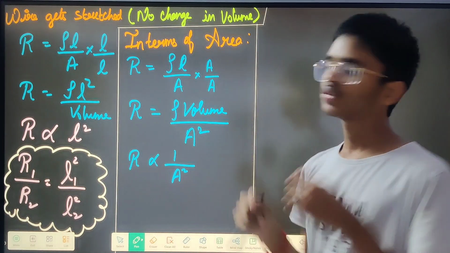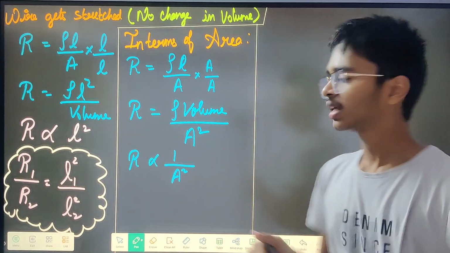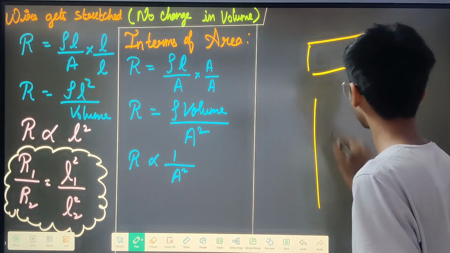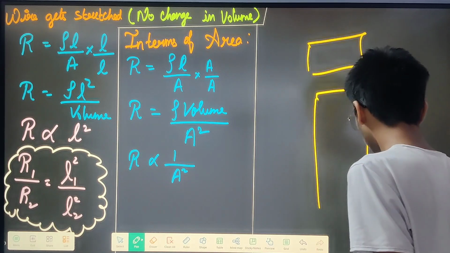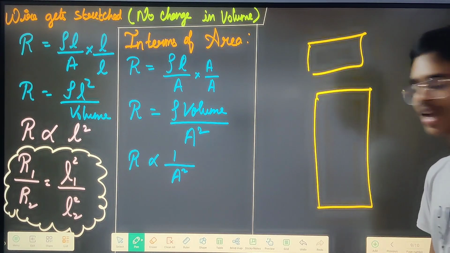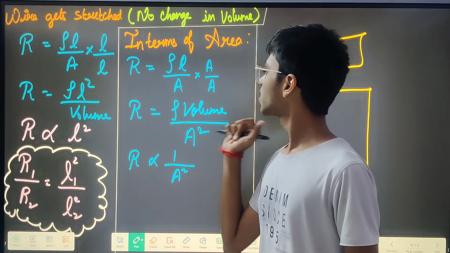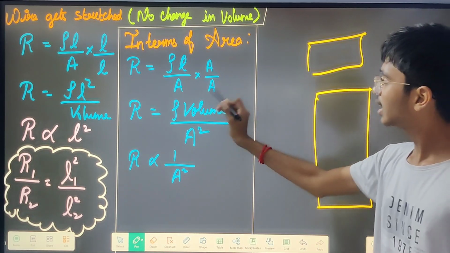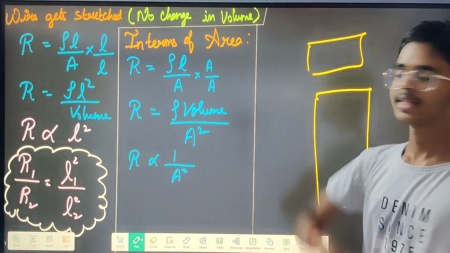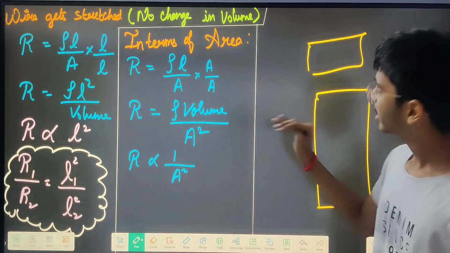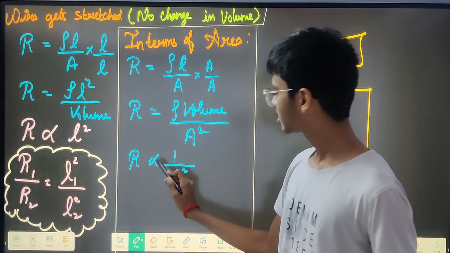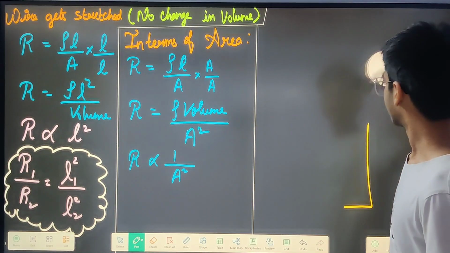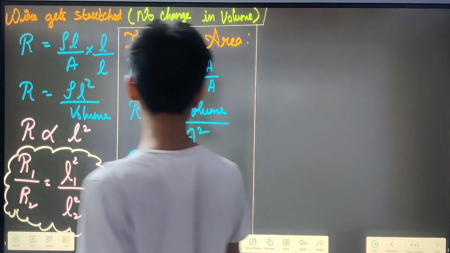Next is in terms of area. In terms of area, if I am expanding, for example, there is this wire like this. Now I have expanded that in terms of area only, like this. So in terms of area, area by area. To the top only volume will be coming, and to the bottom area square will be coming. So that means resistance is inversely proportional to area square. This one I will write in a different color.